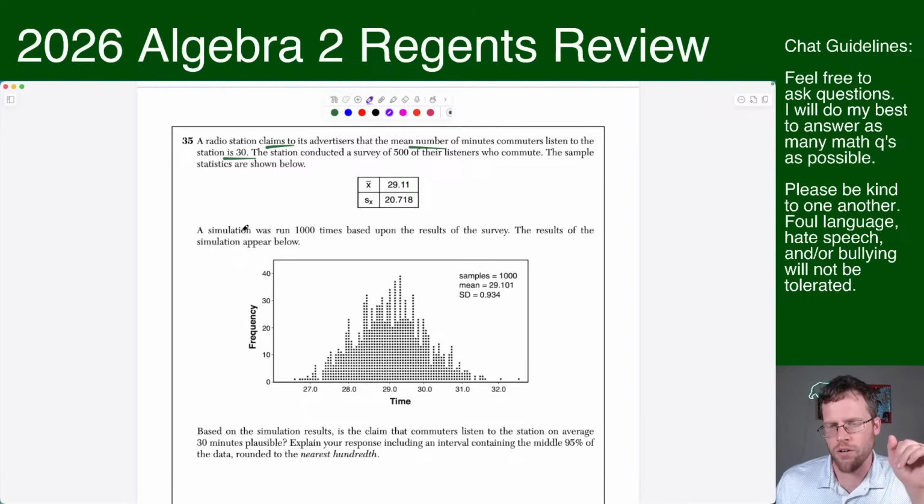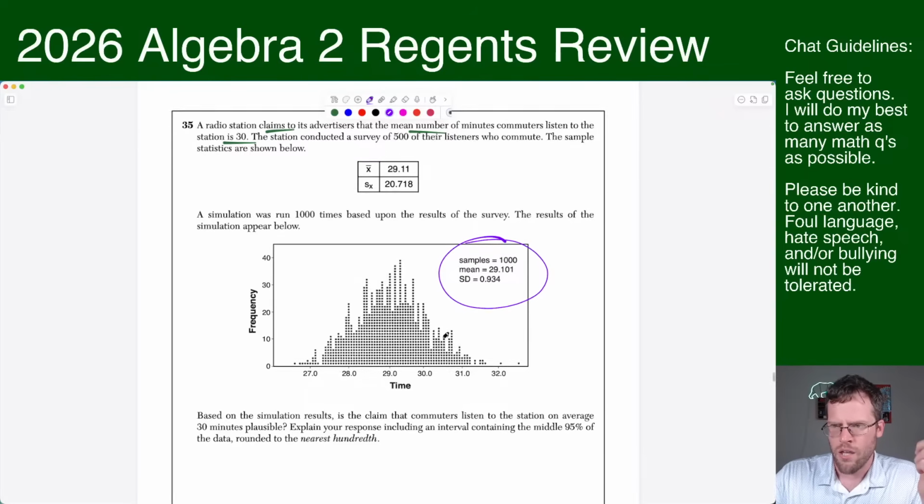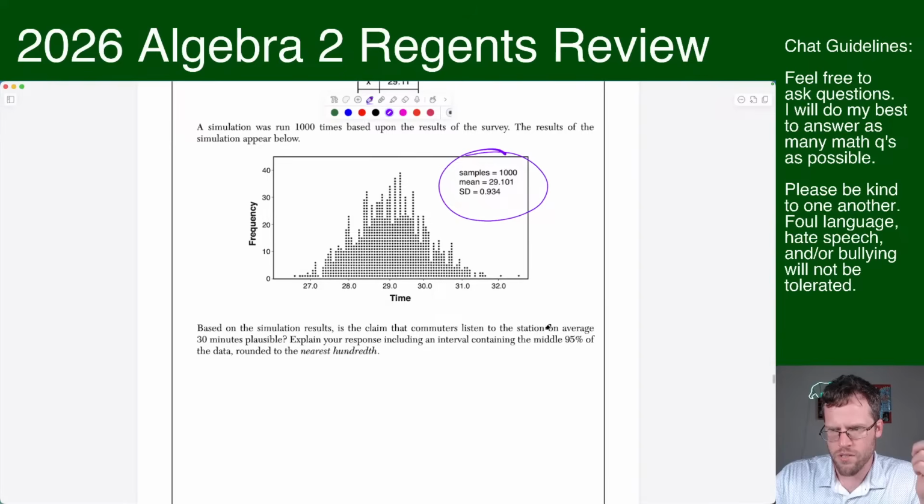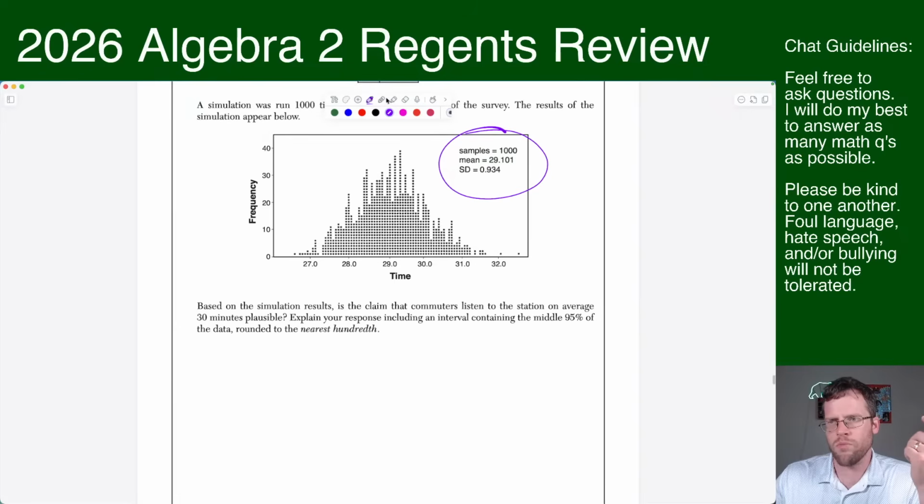So here, a simulation was run 1,000 times based upon the results of the survey, and the results of the simulation appear below. So here it is, a sample of 1,000. And based on the simulation results, is the claim that commuters listen to the station on average 30 minutes plausible? And explain your response, including an interval containing the middle 95%. All right, so the moment you get to these questions, middle 95% is just the mean plus or minus 2 standard deviations.